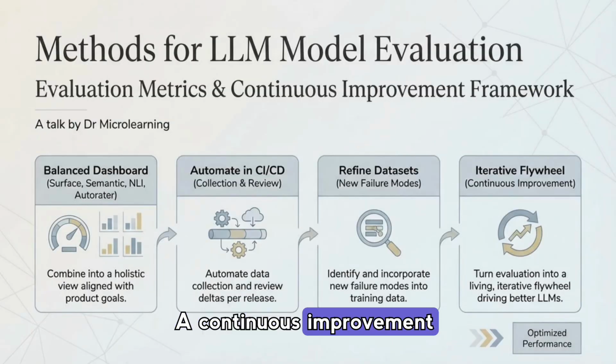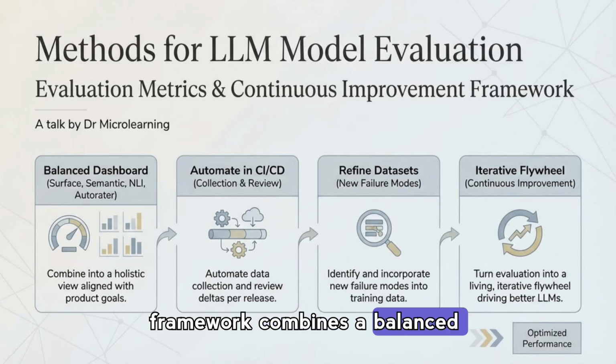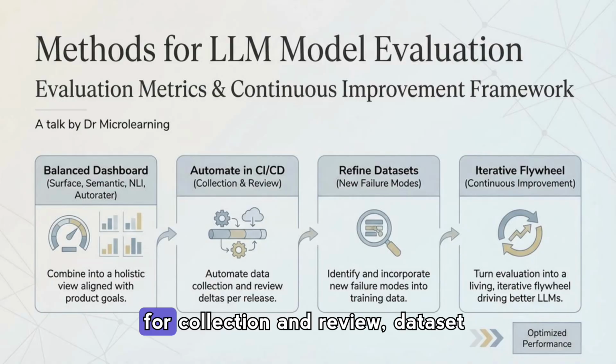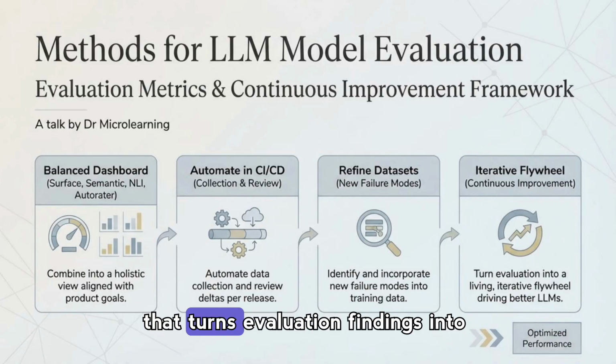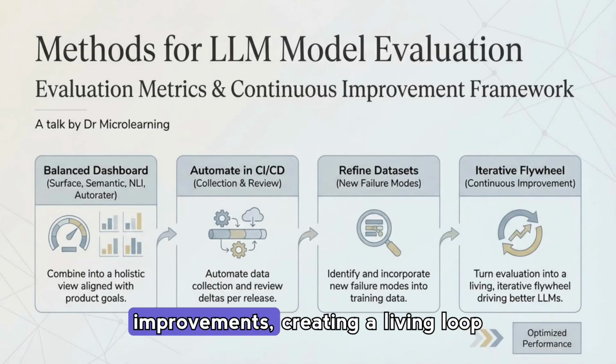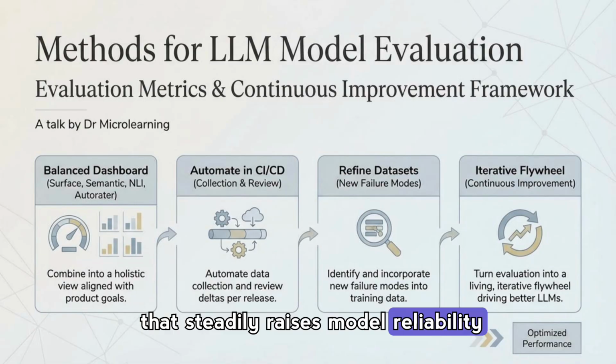A continuous improvement framework combines a balanced dashboard across surface, semantic, and NLI metrics, automated CI/CD for collection and review, dataset refinement to add new failure modes, and an iterative flywheel that turns evaluation findings into updated training data and product improvements, creating a living loop that steadily raises model reliability and alignment.